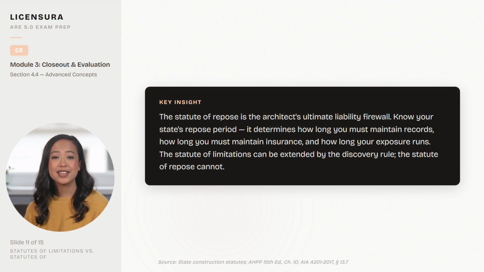Here's the key insight. The statute of repose is the architect's ultimate liability firewall. Know your state's repose period. It determines how long you must maintain records, how long you must maintain insurance, and how long your exposure runs. The statute of limitations can be extended by the discovery rule. The statute of repose cannot.